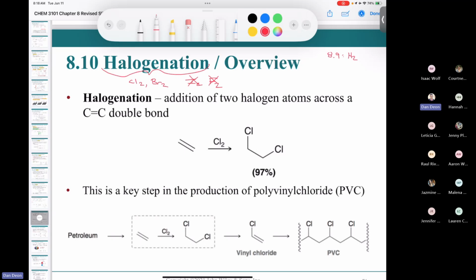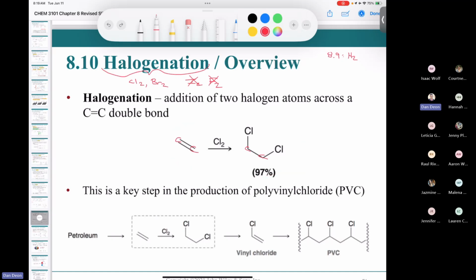And halogenation is kind of in the same vein as hydrogenation because what you're doing is you're taking each carbon of your carbon-carbon double bond and you're adding a halogen to it. So all you need is chlorine or bromine, and in this case, we're using chlorine, so we add a chlorine to each carbon. And this reaction here, okay, is a very important reaction for us on this planet.